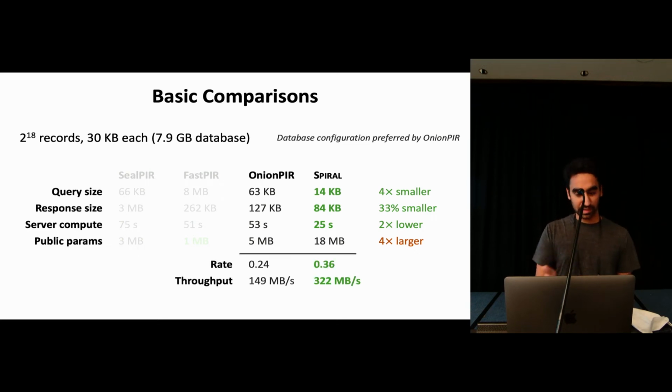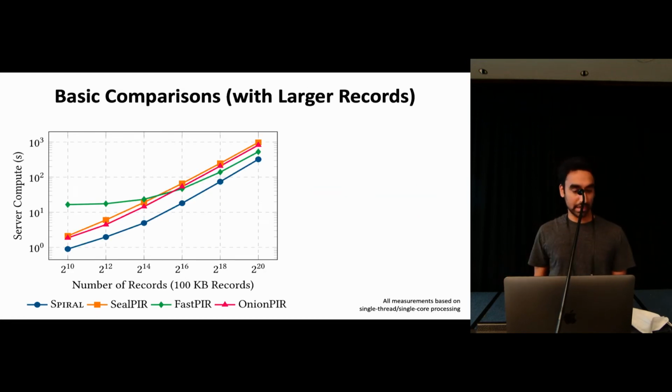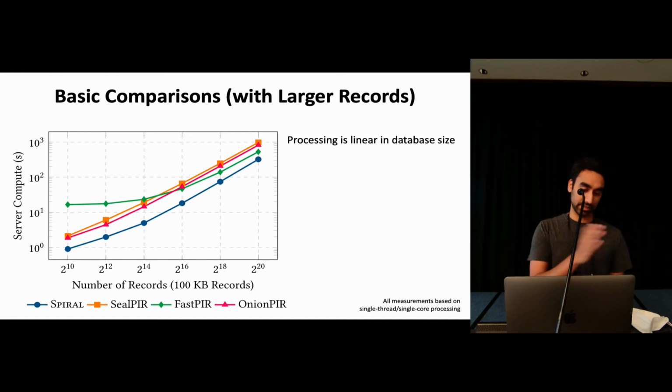And just phrasing those same numbers as rate and throughput, you can see the rate is now already over 1/3, and the throughput is over 300 megabytes per second. We also compare Spiral against comparison schemes over varying the number of records and keeping the record size constant. So here I've chosen 100 kilobyte records, and I've varied the number of records. The first thing to note is, indeed, processing is linear in the database size, especially as the number of records increases. You can see almost all of the schemes become aligned.